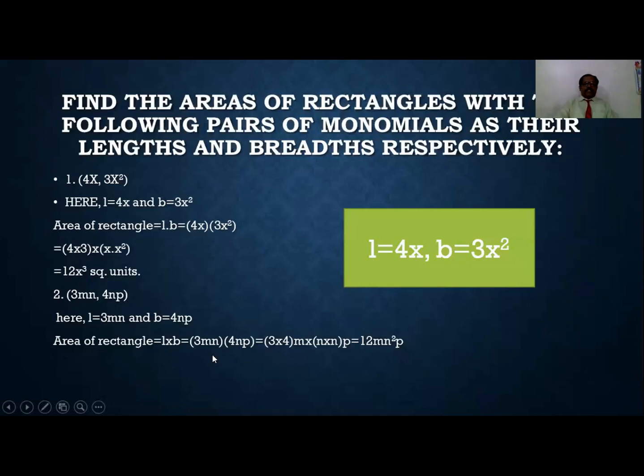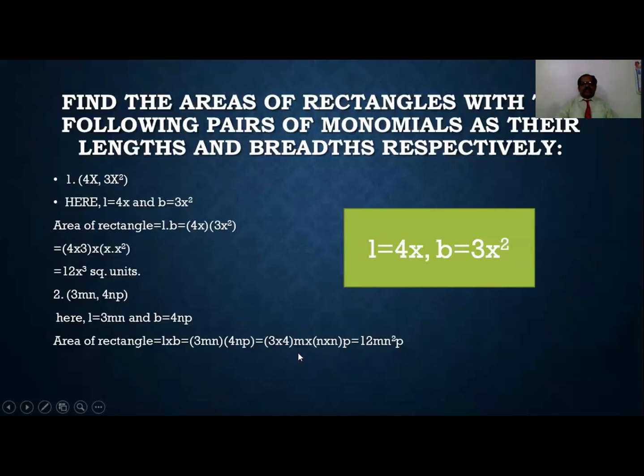So again, using the law of multiplication of monomial with monomial, take the coefficient terms together, then the terms of m, then the terms of n, and then the constant term, that is the third variable p. So take 3 into 4 together, then m is single, taken only once, so it will be kept as it is. Then we have two terms of n, so take the n together, and then p is kept as it is. So it is 3 into 4 into m into n into p.